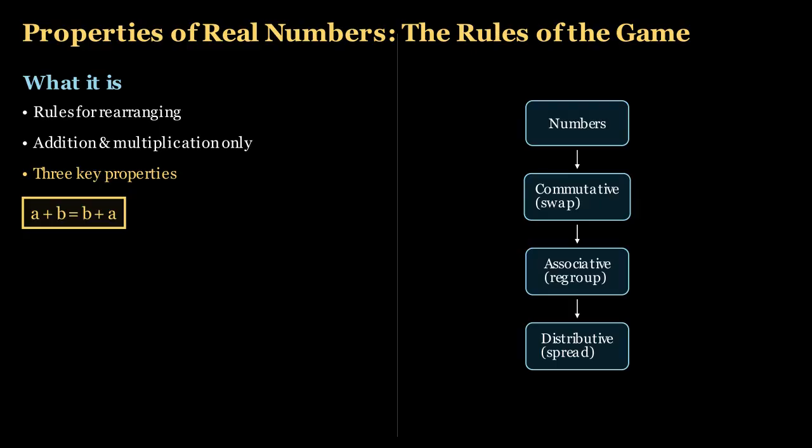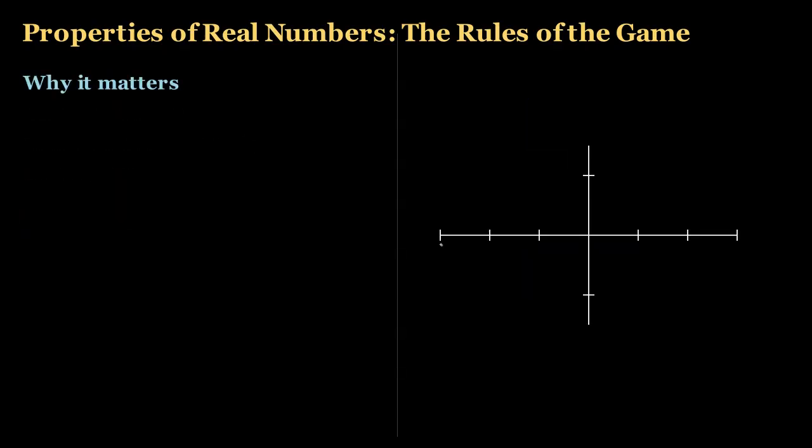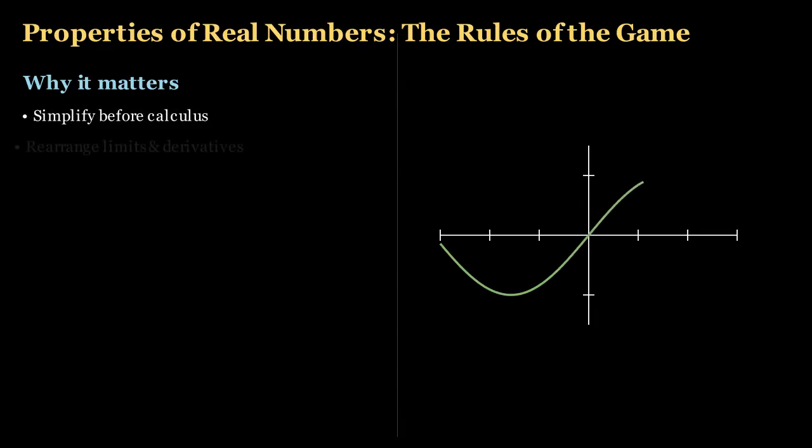Commutative means you can swap the order. Associative means you can regroup with parentheses. Distributive connects multiplication and addition, like spreading a factor across a sum. In calculus, you'll constantly face messy expressions inside limits and derivatives. Before you can apply any fancy calculus rule, you often need to clean up the algebra. These properties are your cleaning tools. They let you group like terms, reorder factors, or expand products so you can cancel things out.